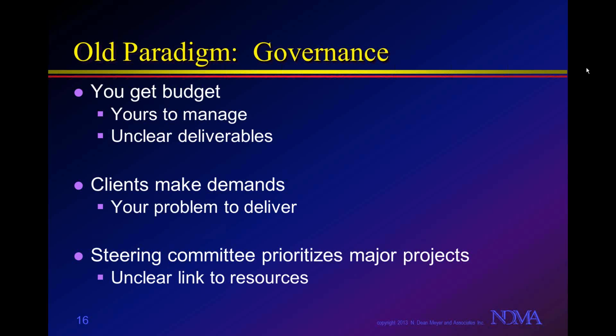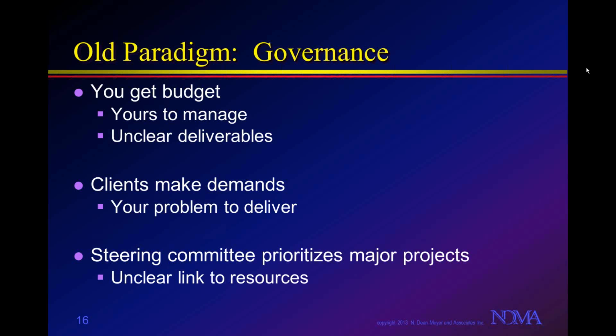And ultimately, there may be a steering committee that prioritizes the major projects. The major projects, what is that, 20-30% of your budget? So 70 or 80% of your budget is still not visible. Don't know why you cost so much. Black hole for money. Don't understand the value delivered. Yeah, it's keep the lights on, but maybe there's some lights in there that need to be turned off.